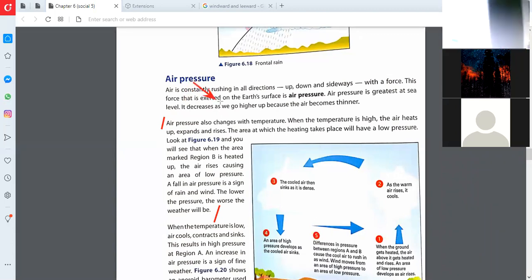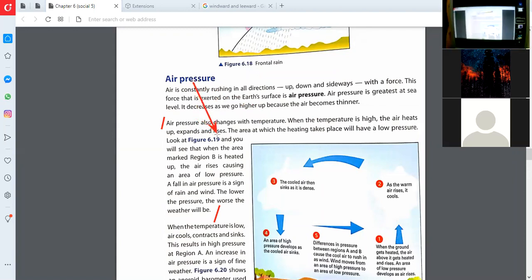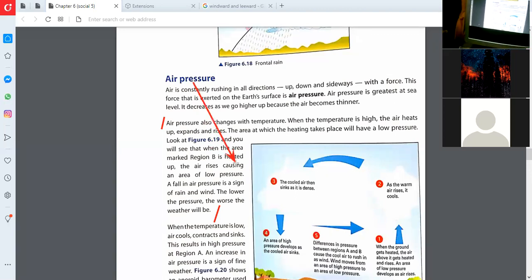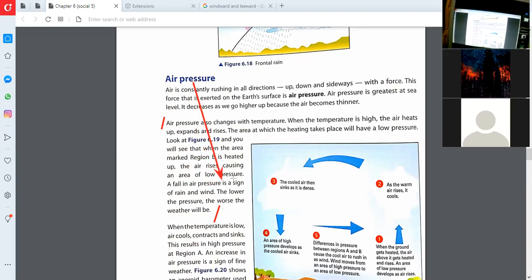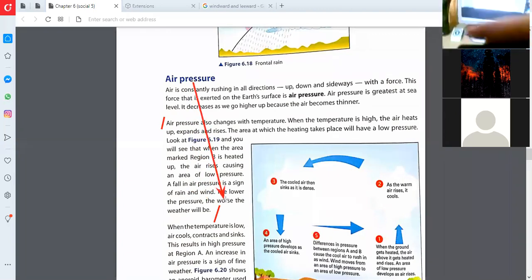Air pressure also changes with temperature. When the temperature is high, the air heats up, expands, and rises. The area at which the heating takes place will have low pressure. Look at figure 6.19 and you will see that when the area marked region B is heated up, the air rises, causing an area of low pressure. A fall in air pressure is a sign of rain and wind. The lower the pressure, the worse the weather will be.